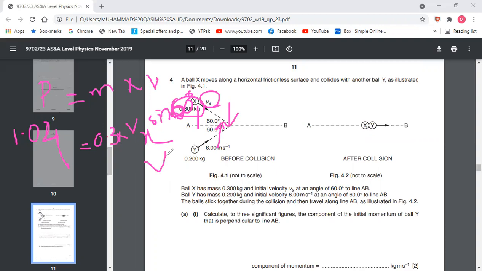So Vx equals to 1.04 divided by 0.3 into sine 60 degree. So what will be the value? It comes to 4. So this value Vx equals to 4 meter per second.